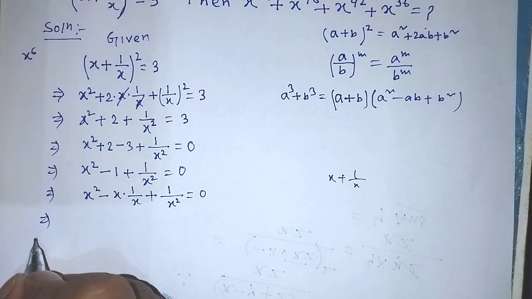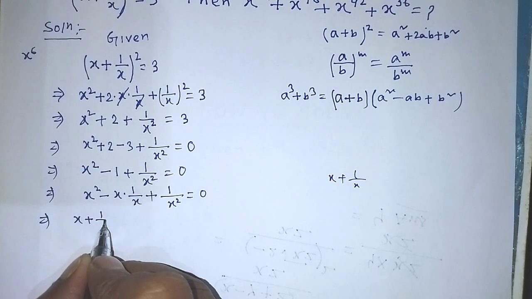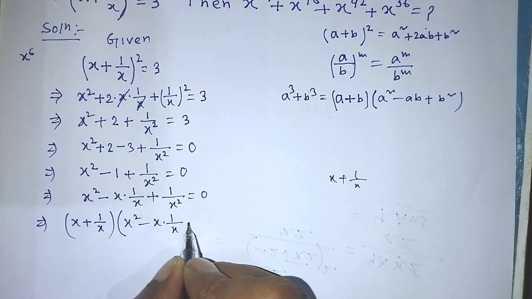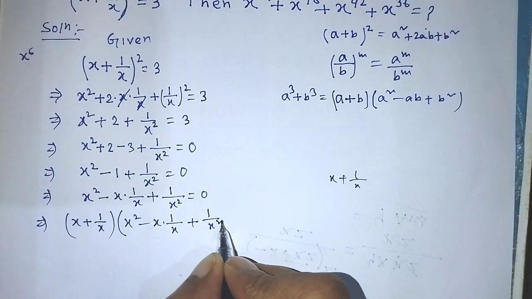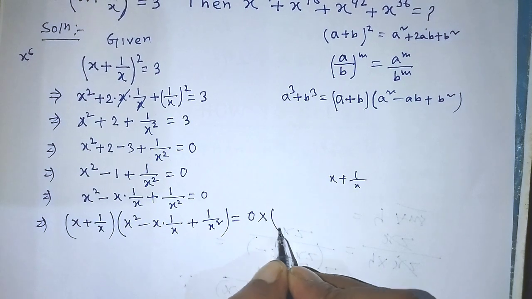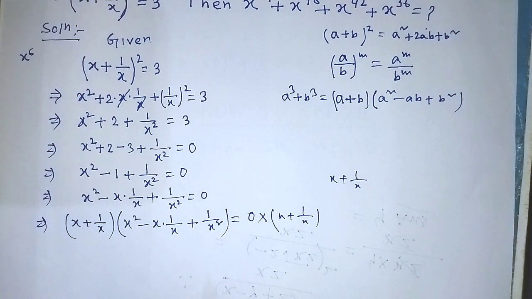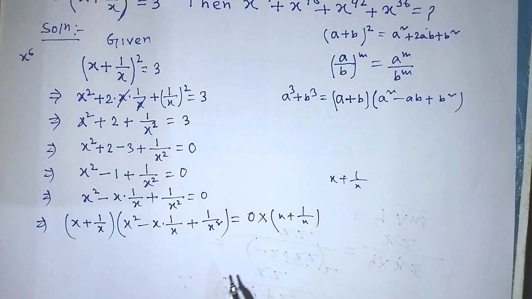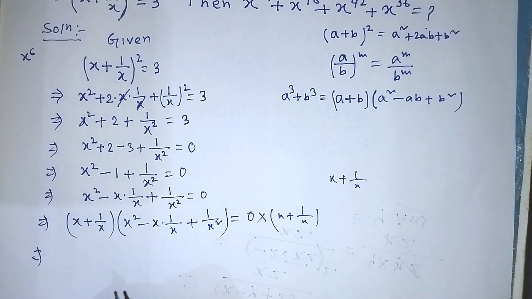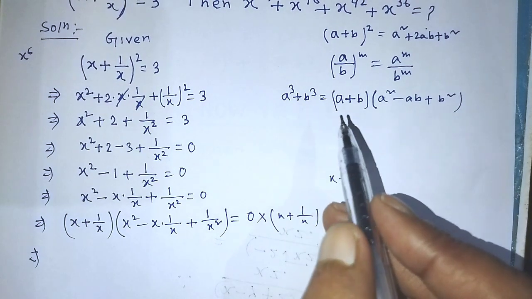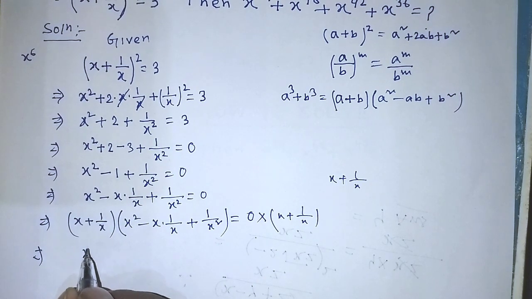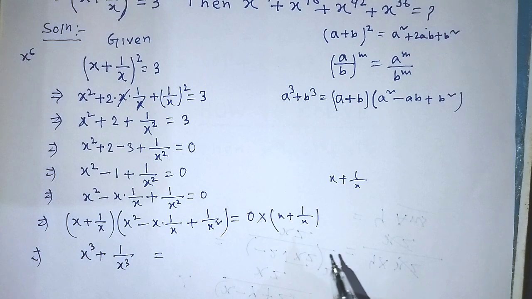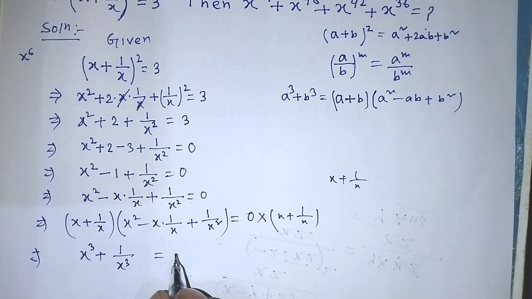Okay student, so now we write on the left hand side (x + 1/x)(x^2 - x into 1/x + 1/x^2) = 0 into (x + 1/x). After multiplying both sides by x + 1/x, we get this type of terms on both sides. Now we are able to apply this formula on the left hand side. According to this formula we can write x^3 + 1/x^3 = on the right hand side, if you multiply 0 with this algebraic expression, then you get 0.